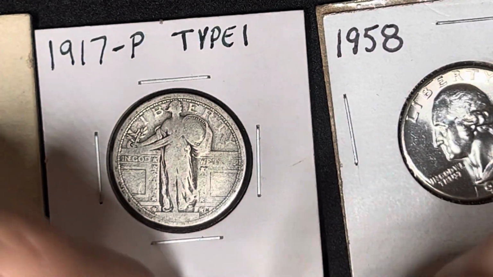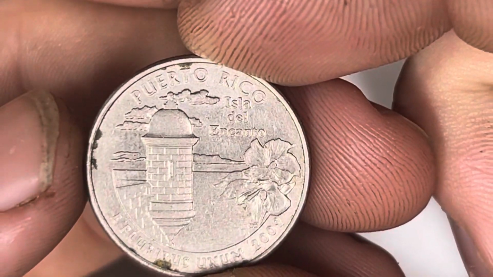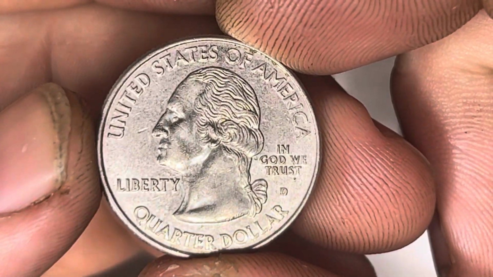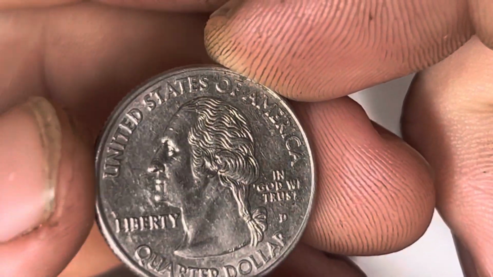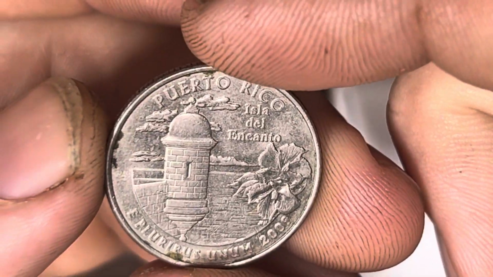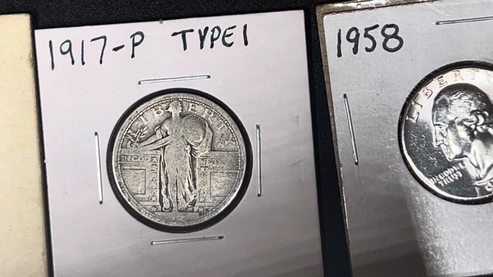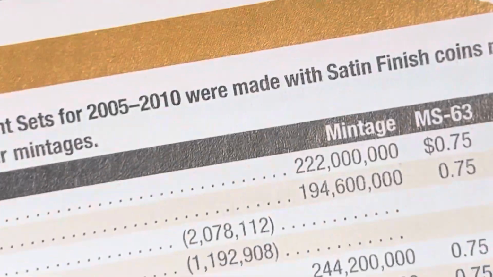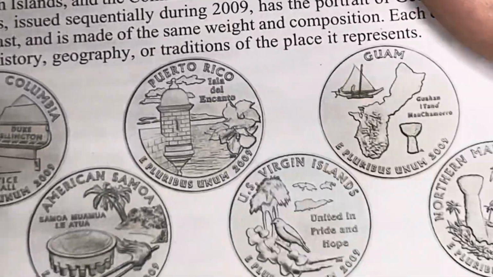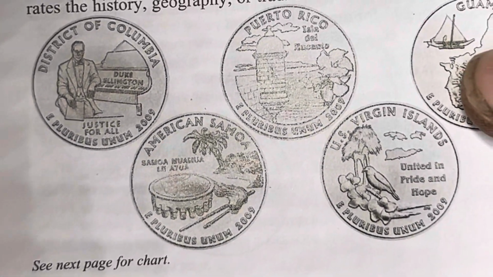Next up, for the 2009, I have this Puerto Rico on hand. It's a little bit dirty, but it's the one that I have outside of any collections. So again, this one will be upgraded. For this, there's not many options. There's only 6 different designs. But the lowest minted one is the American Samoa with the palm tree and drums. So that might be a good option.